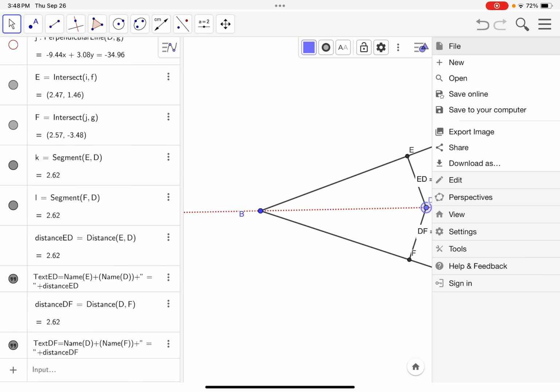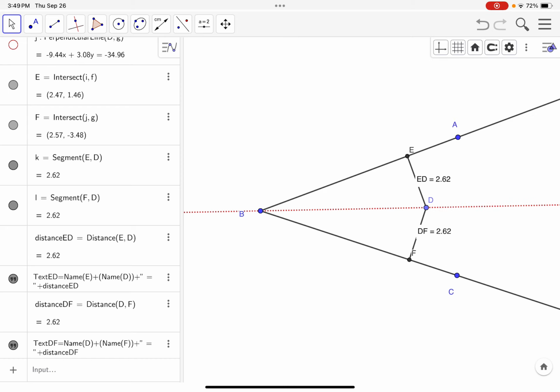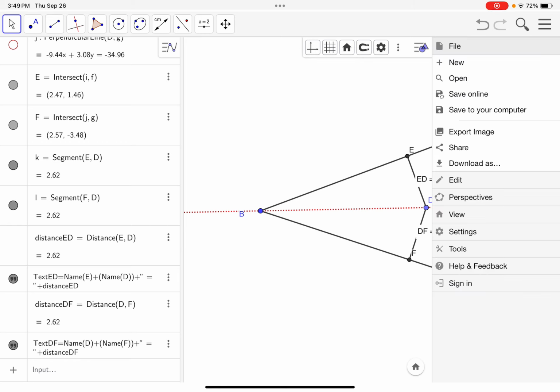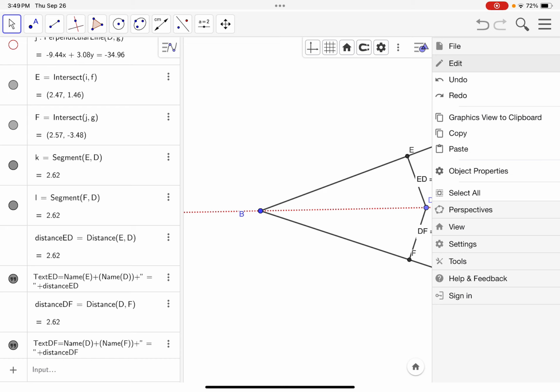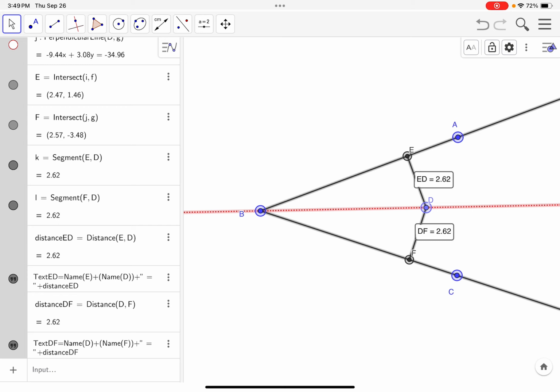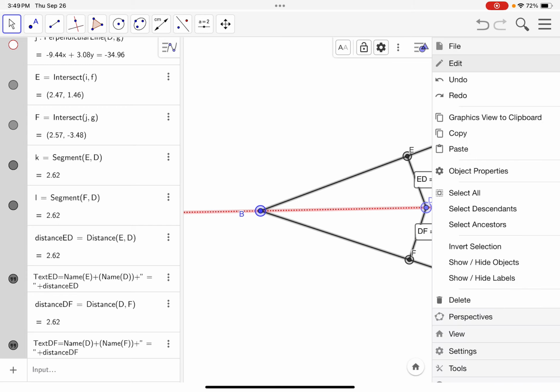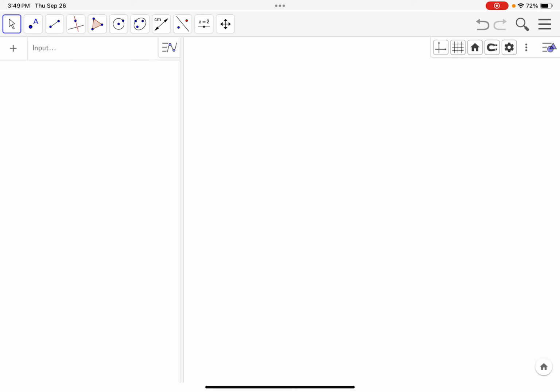I want to get rid of everything. How do I get rid of everything? I thought there was a quick, easy way to do it with select all here. Select all, and then go ahead and delete. Okay, let's start with the triangle.